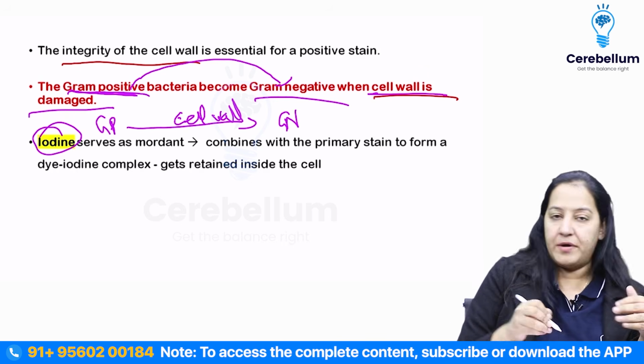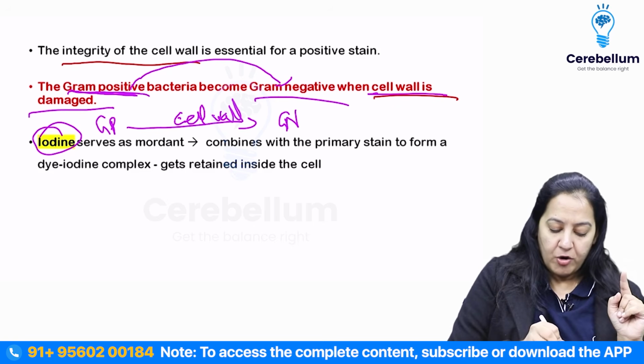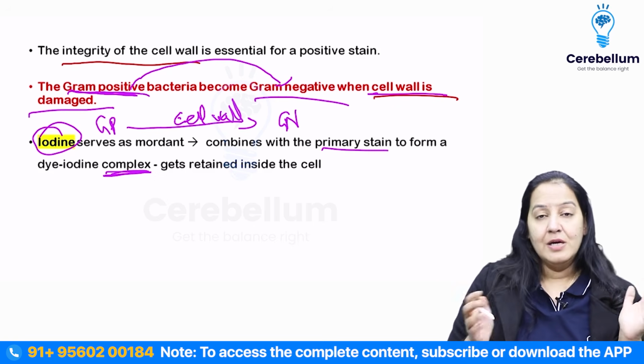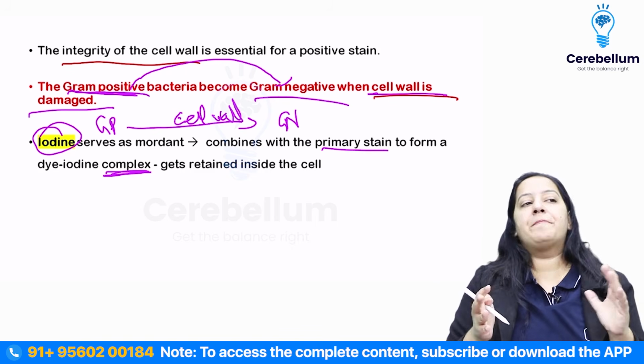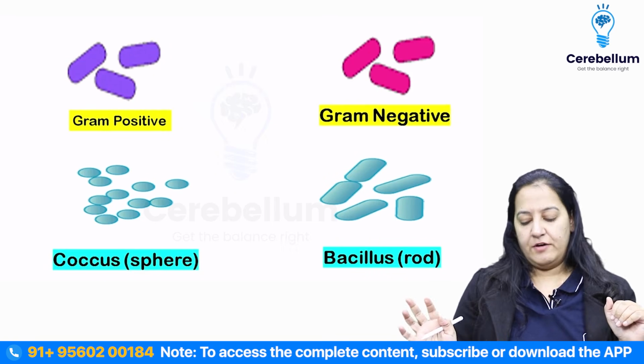And iodine is a mordant, I already told you. What do you mean by mordant? Mordant is something which forms a complex with the primary stain. So it retains the primary stain inside the bacterial cell only. Primary stain is not leaking out, right? So that is the meaning of the mordant.